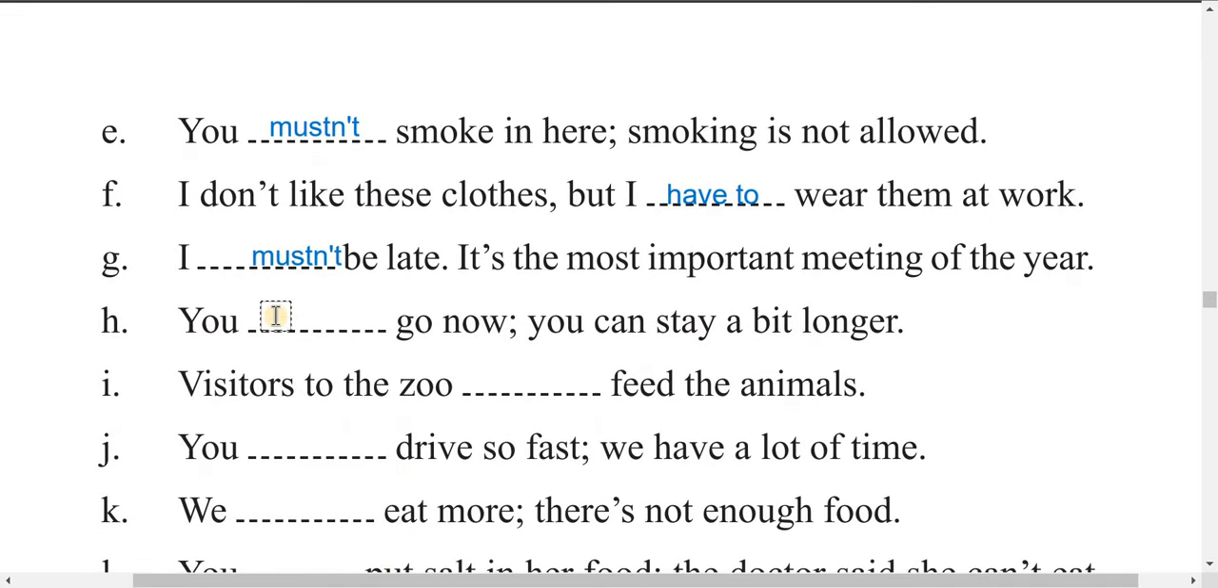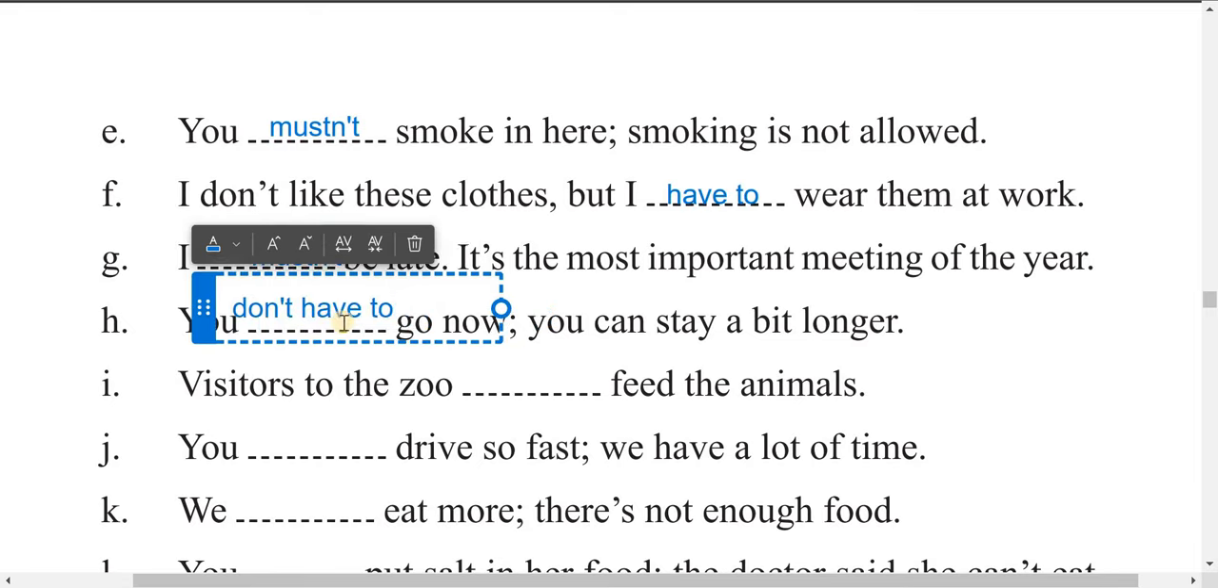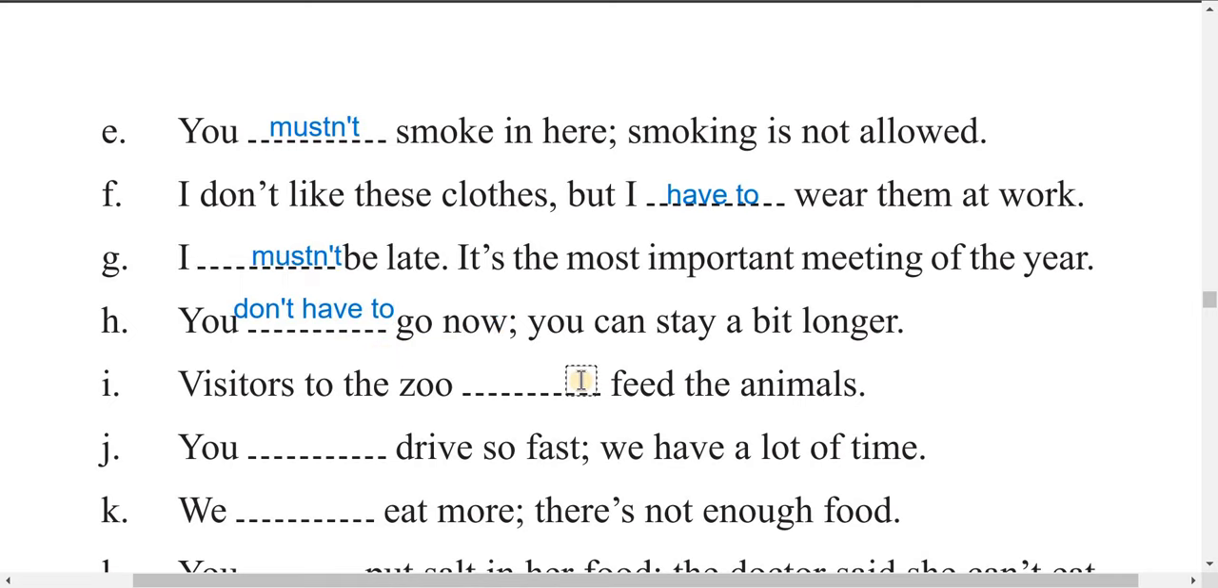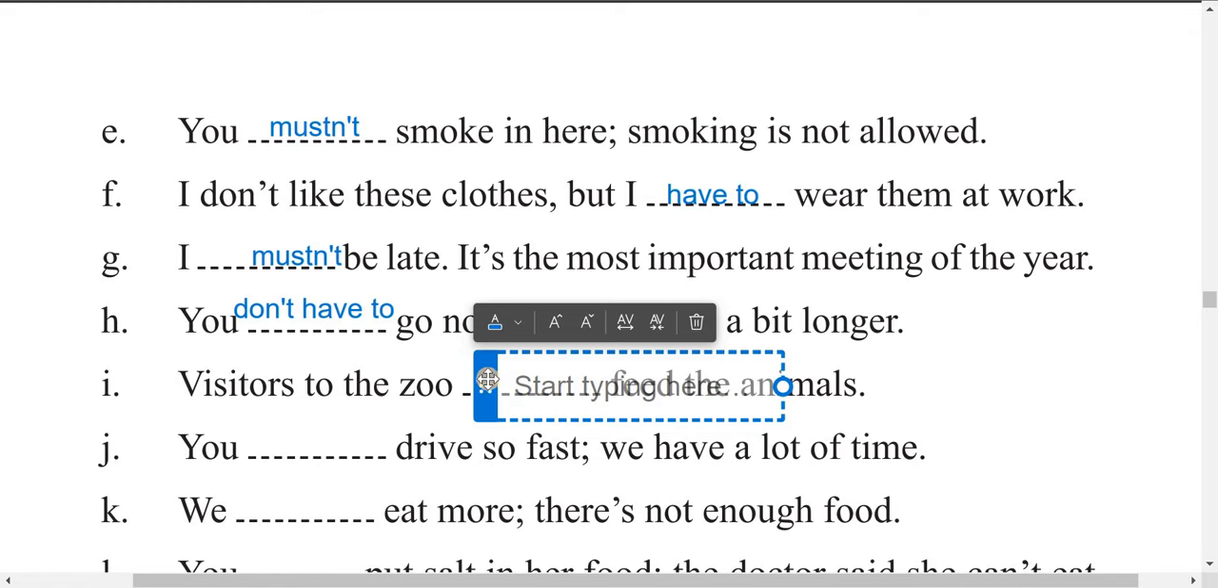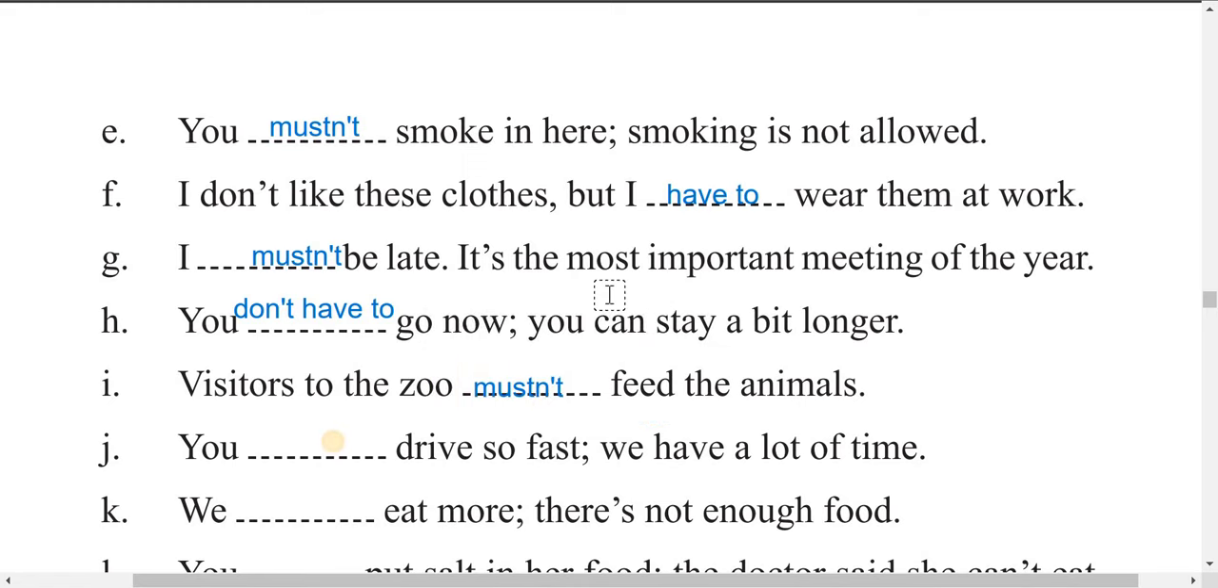Go now, we can stop it. You don't have to go now. You don't have to go now, in this way. You can stay a bit longer. Visitors to the zoo must not feed the animals. Visitors to the zoo must not feed the animals.